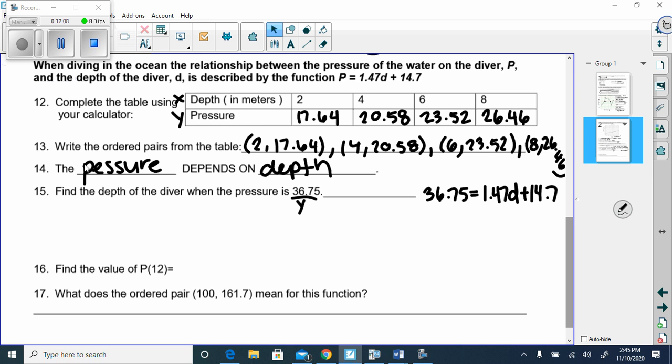And then I just have to solve for D, right? If I was going to solve this equation, what would I need to do first? 14.7. Okay, so I have 36.75 minus 14.7. What would that give me? 22.05.